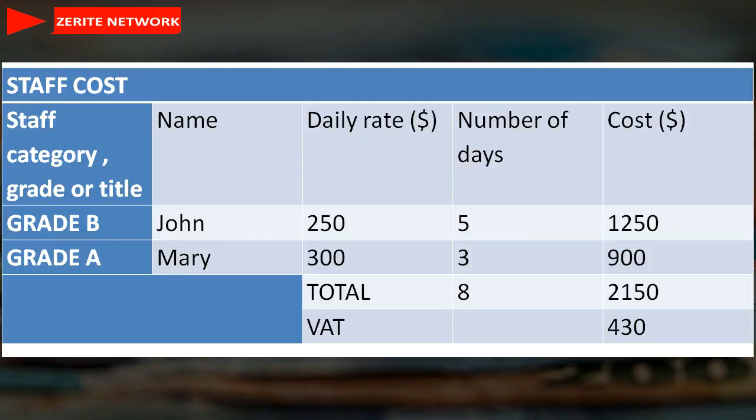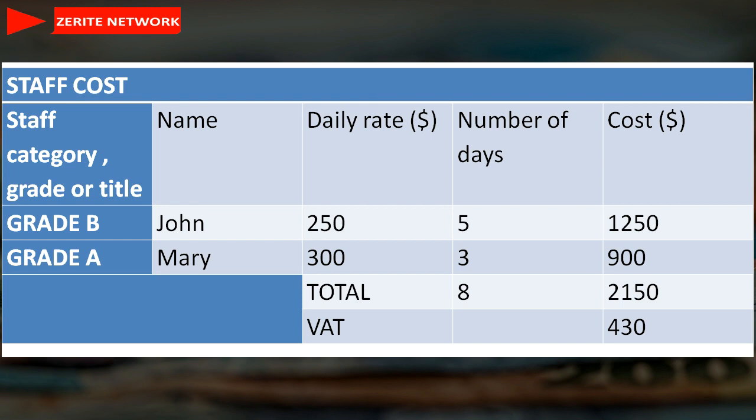So you have their staff cost. They're telling you that you're going to use 2 people to do this job. The first person is called John. The second person is probably called Mary. Now, the first person, John, in this case, is going to be paid $250. That's their daily rate. And Mary is going to be paid $300. And the number of days they're going to be working, in case of John, John will work for 5 days, and Mary is going to work for 3 days.